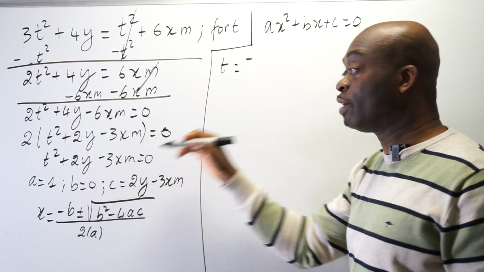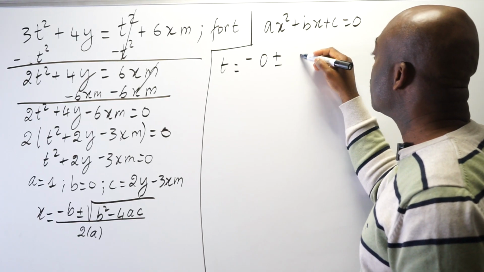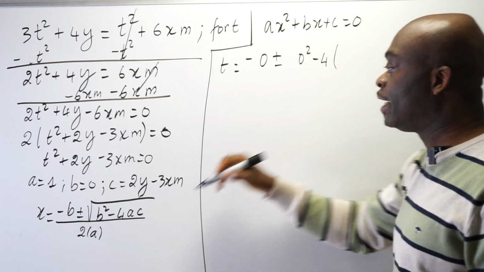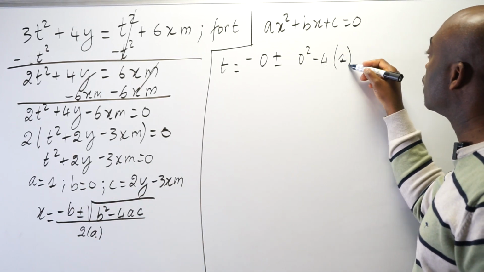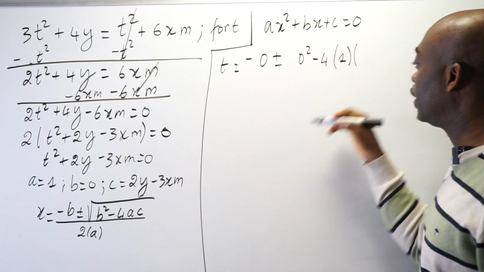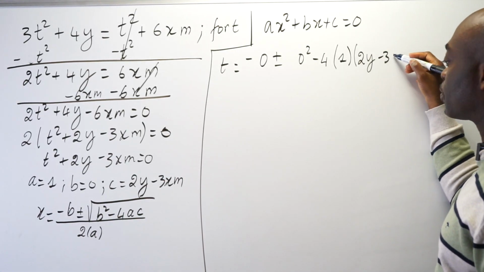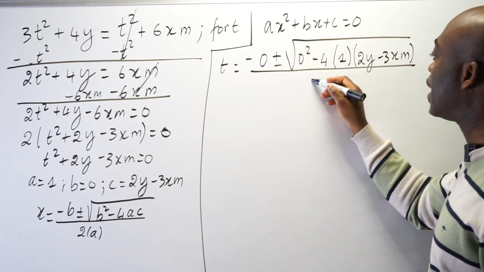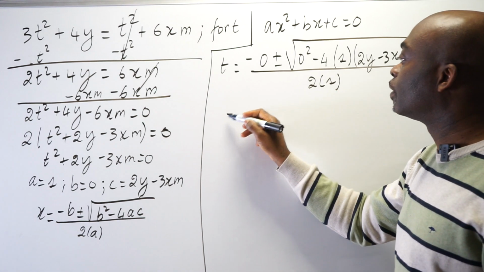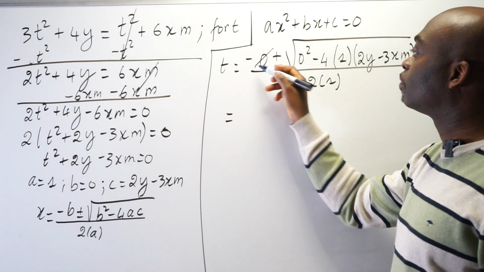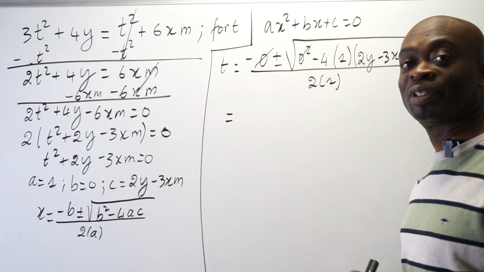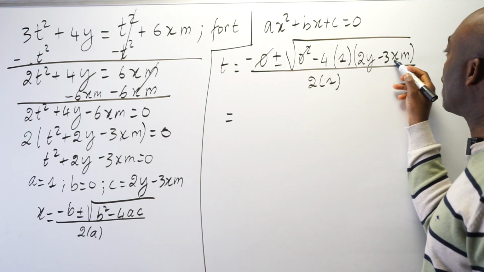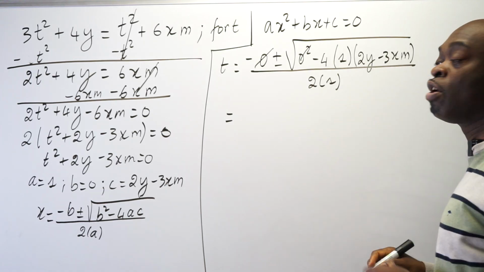Minus b is 0, plus or minus 0 to the second power, following the formula, minus 4 times a. A is 1. And then c is this one here, 2y minus 3xm, and that is under the square root. And then we divide everybody by 2 times 1. t equals what? So we know this one is 0, this one is out. And then we end up with minus 4 times 1 times 2y minus 3xm on the top, and then the square root of it, okay?